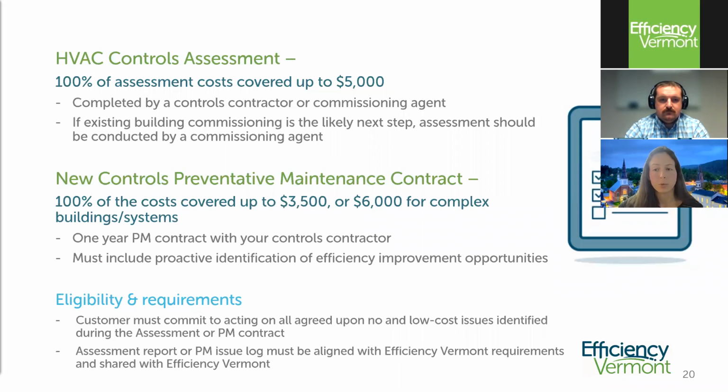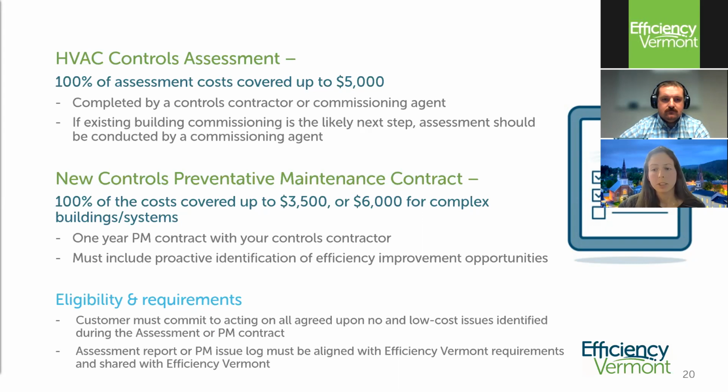For new controls preventative maintenance, also called proactive maintenance contracts, we can cover 100% of the cost up to $3,500 for most buildings, or $6,000 for complex buildings or systems. And for those of you who don't know, a controls PM is different from a mechanical PM. It's focused on the control system itself, and it must be completed with a controls contractor.